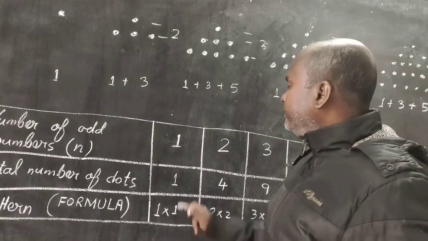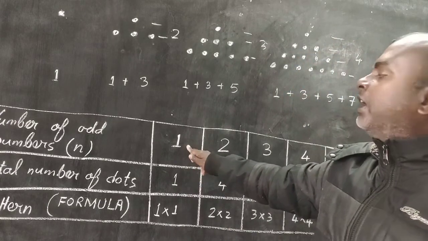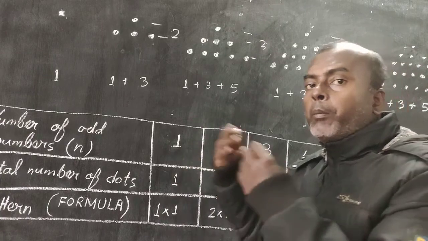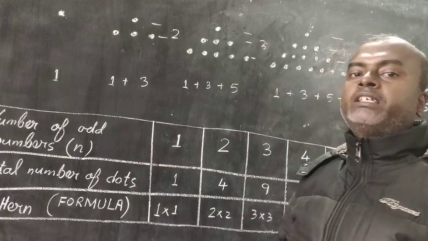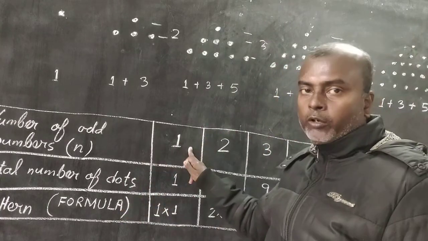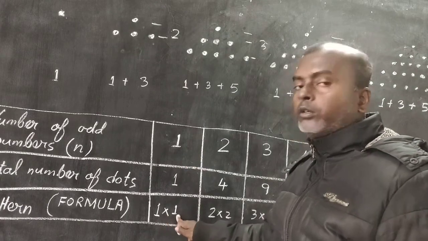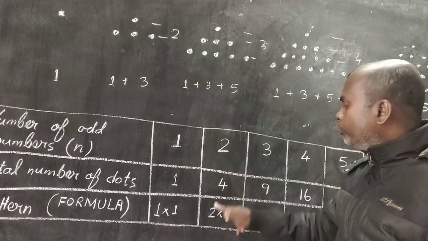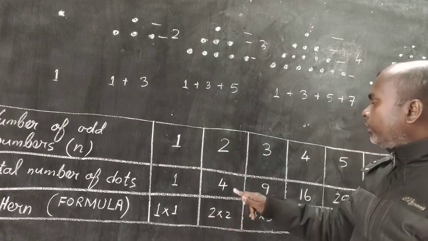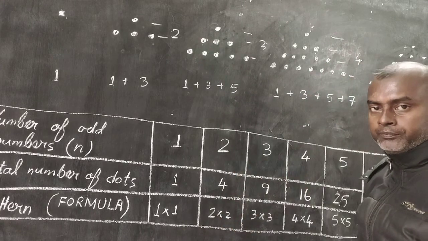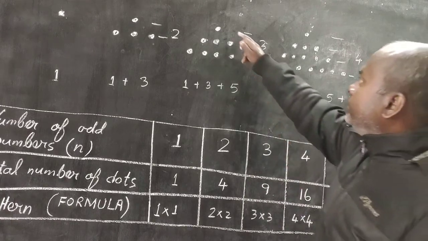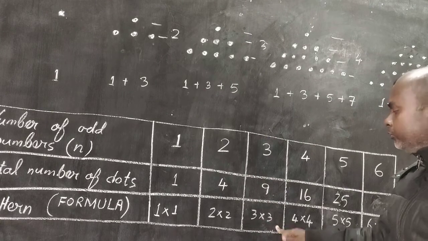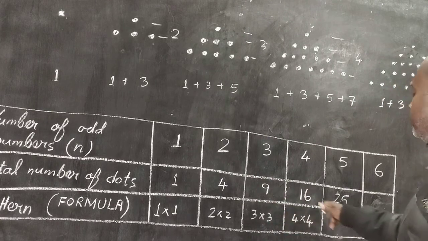The pattern is: how many odd numbers, multiplied again with the same. Like here, 1 odd number, so 1 into 1. 2 odd numbers, so 2 into 2. So how many dots? 4 dots. How many odd numbers here? 1, 2, 3 odd numbers. So multiply it again with itself: 3 times 3 is 9 dots.